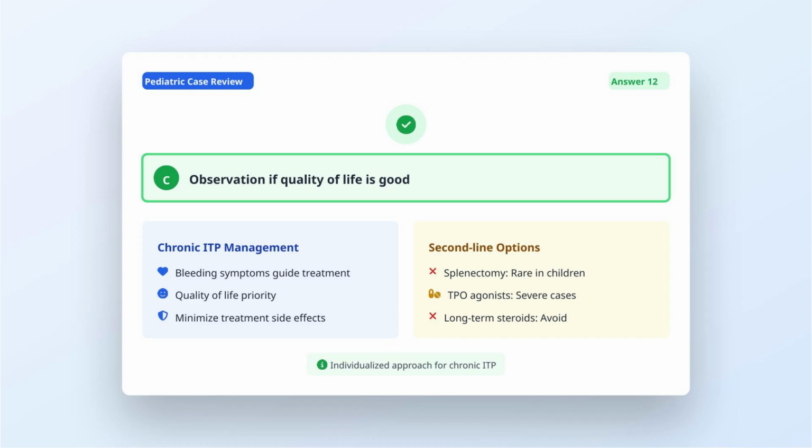For children with chronic idiopathic thrombocytopenic purpura who have minimal bleeding and good quality of life, observation remains the preferred approach regardless of the platelet count. The goal of management is to prevent significant bleeding while minimizing treatment-related side effects. Splenectomy is rarely performed in children and delayed until at least 5 years of age if absolutely necessary. Thrombopoietin receptor agonists may be considered for severe chronic ITP with significant bleeding. Long-term corticosteroids should be avoided due to significant side effects.